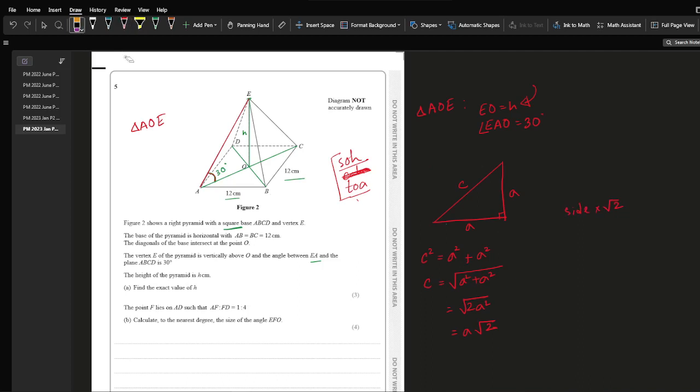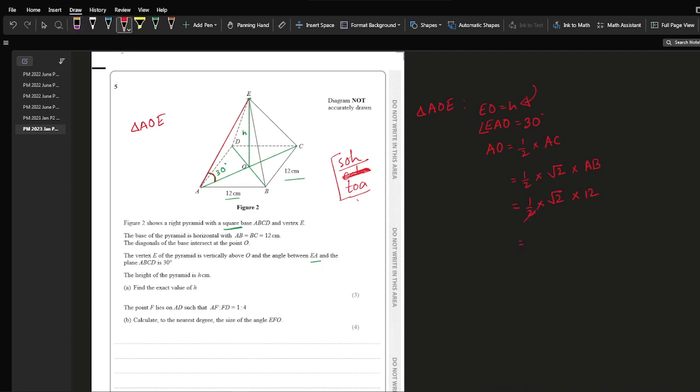So we are going to use this to find the side AO. This is basically half of AC, and half of AC is square root of 2 times AB. You can take any one of the sides, it's going to be the same, times 12.